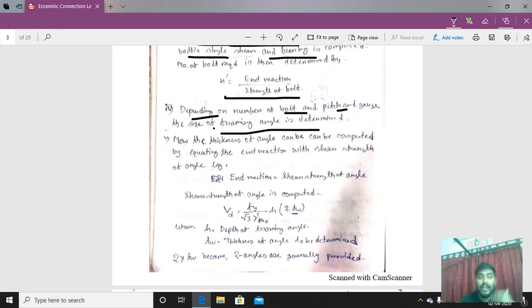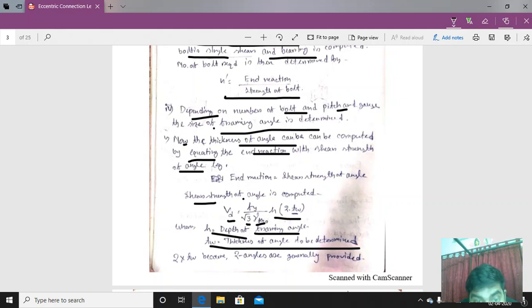How to determine the thickness? It is very easy. In the fifth step, the thickness of the angle can be computed by equating the end reaction with the shear strength of the angle leg. Now, how to determine the shear strength of the angle leg? By this formula: Vd equals Fy by root 3 gamma m0, into h, into 2 into Tw. h equals the depth of the framing angle, which we have already determined, and Tw is the thickness of the angle to be determined.